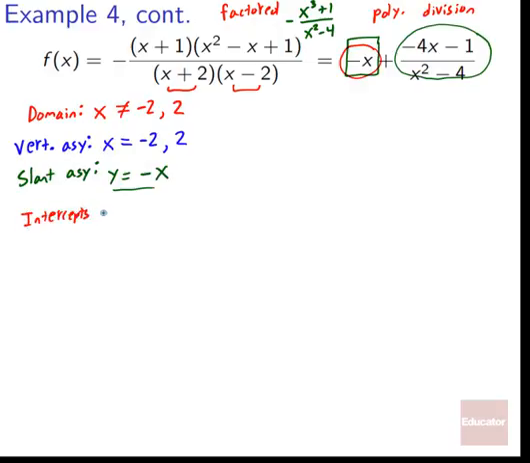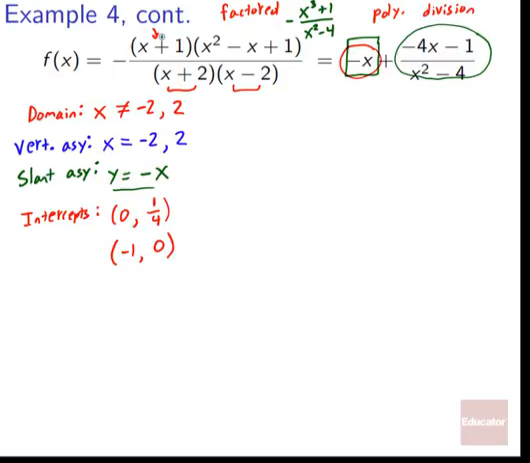So we'll have intercepts. For the y-intercept, we plug in 0. 0 plugs in to negative 0 plus 1 over 0 minus 4. So negative 1 over negative 4 becomes positive 1 fourth. Let's plug in some other ones. Negative 1 and 0. Sorry, we can figure that one out because if we plug in a negative 1 here, the whole top goes to 0. So that's our x-axis intercept.